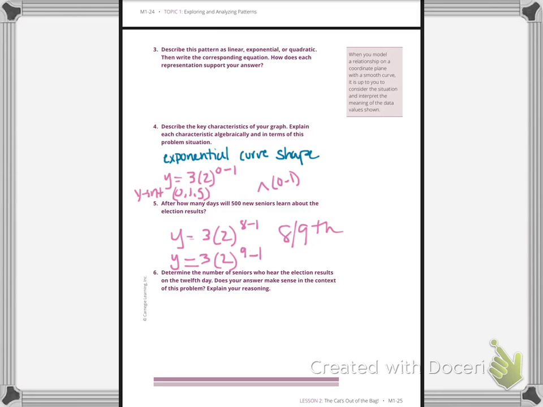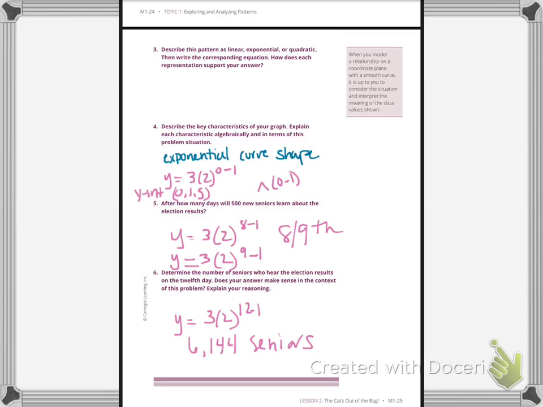Okay, determine the number of seniors who heard their election results on the 12th day. So now all we have to do is plug in 12 to figure out how many seniors would learn on the 12th day. So 3 times 2 to the power of 12 minus 1, or you could just type in 11 there. Okay, we would have 6,144 seniors that would know.